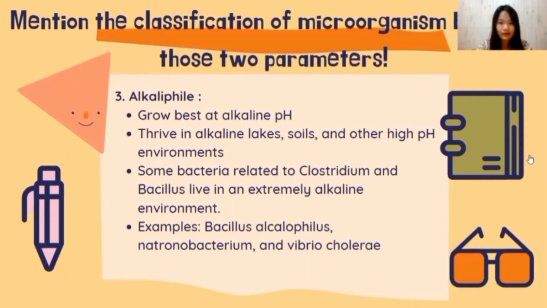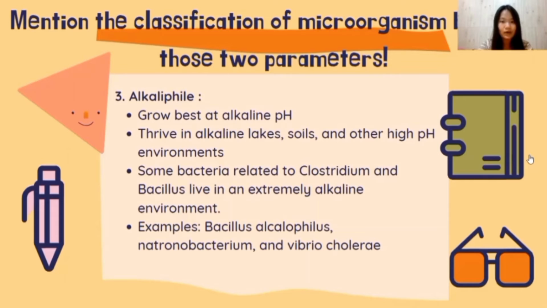And the last is alkaliphile. Those bacteria grow best at alkaline pH. Examples of alkaliphiles are Bacillus alcalophilus, Natronobacterium, and Vibrio cholerae, of which the optimum pH is 8.2. These microorganisms thrive in alkaline lakes, soils, and other high pH environments.